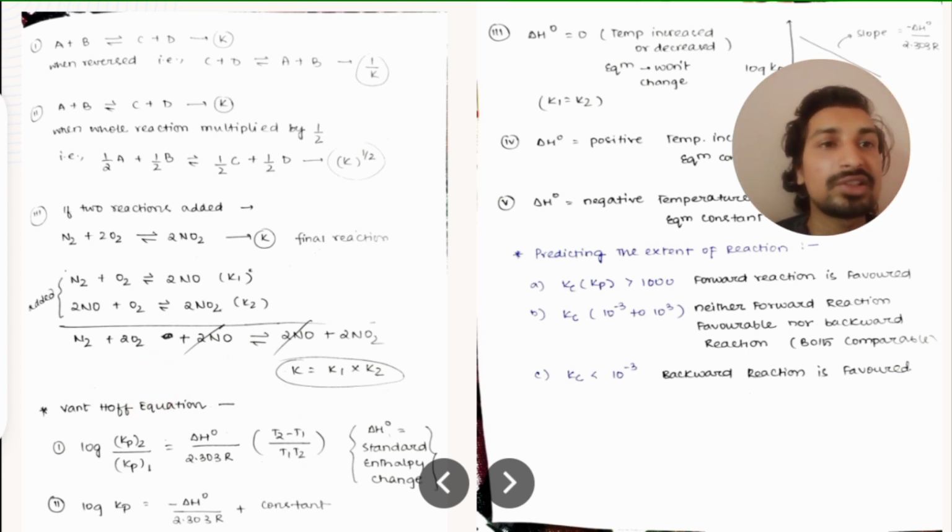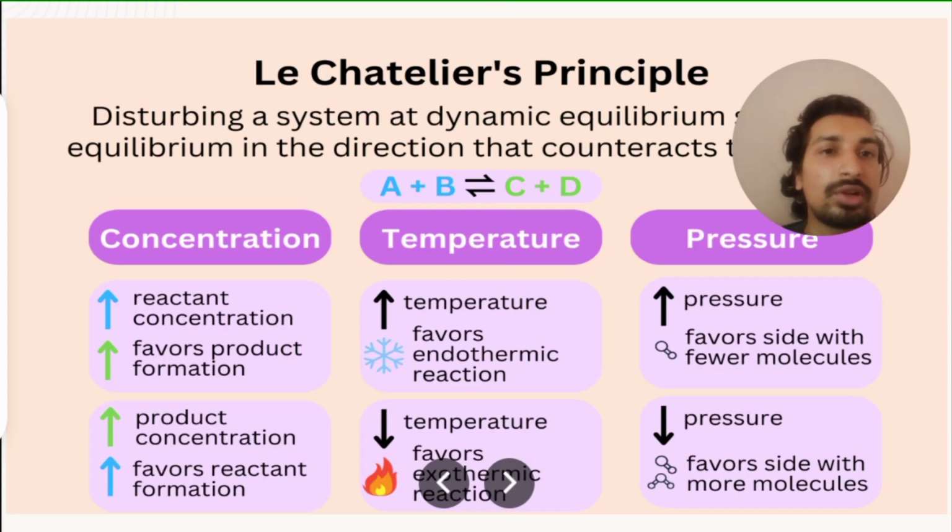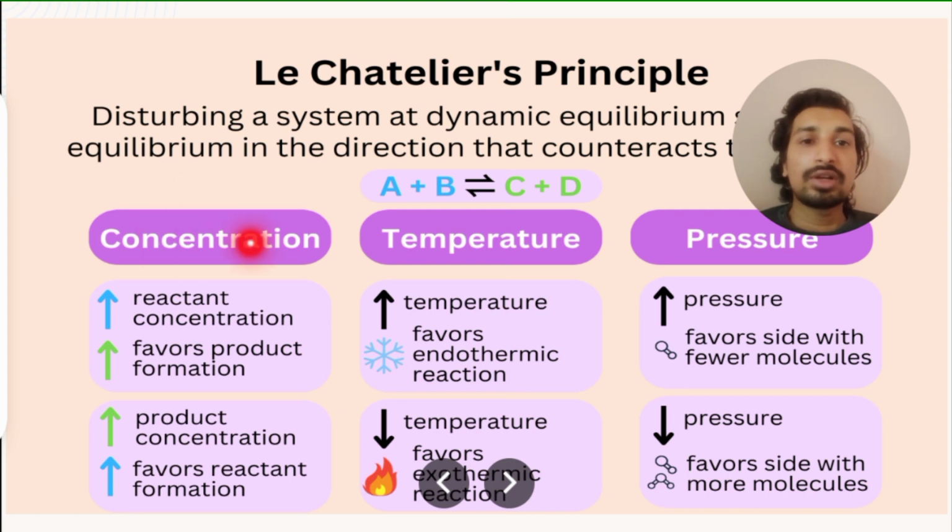And Van't Hoff reaction, you have negative temperature, all those. Le Chatelier's principle, what Le Chatelier's principle tells us: concentration. If you increase the reactant concentration, it favors product formation. Reaction will be forward reaction. And if you increase the product concentration, it becomes backward reaction. Reaction will be backward. If you increase the temperature, whichever is the endothermic reaction, it favors that. If you decrease the temperature, it favors exothermic reaction.